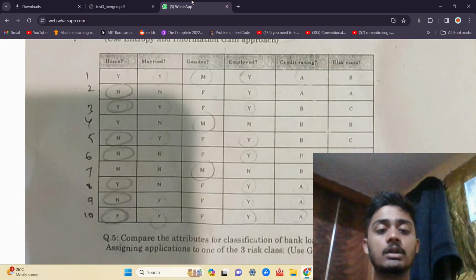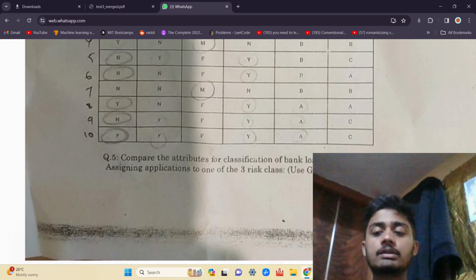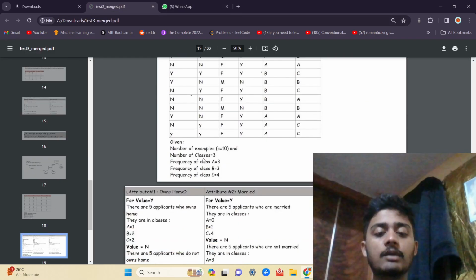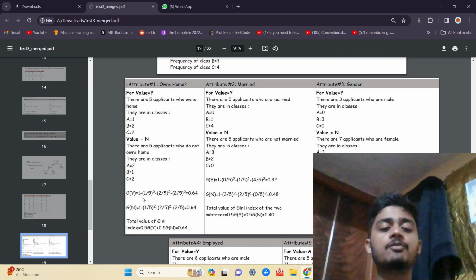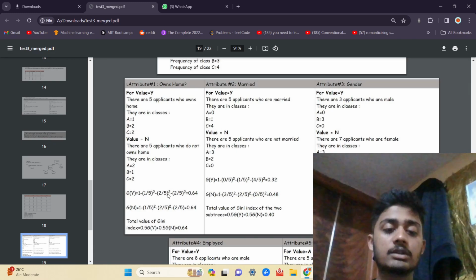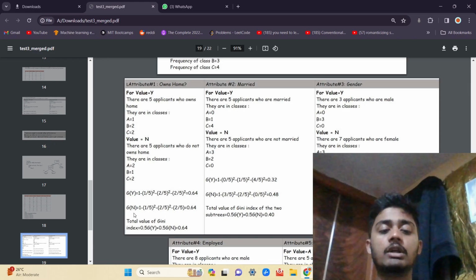Now come to the third, fourth, fifth one. Here we have to use the Gini index for finding the same. So for Gini index we apply the same process, but the formula for Gini index is something different. The formula for Gini index is 1 minus probability of A square minus probability of B square minus probability of C square. This gives the Gini index for y, that is yes, and for no also we have to find the Gini index.